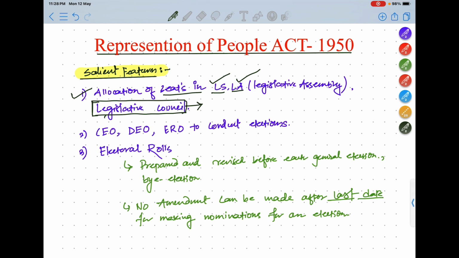In Hindi it is called Vidhan Parishad. Okay, so what is this? Like in the center, it is Lok Sabha and Rajya Sabha. Okay, upper house and lower house. But in the maximum number of states, it is only legislative assembly. Okay, but in some states there is legislative assembly as well as legislative council.